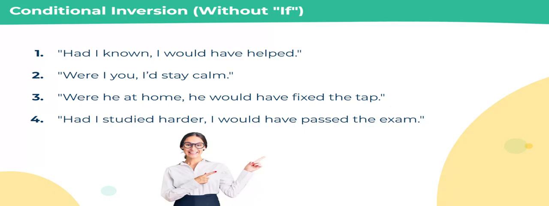Number 3, were he at home, he would have fixed the tap. The normal would be, if he were at home. With inversion, were he at home, he would have fixed the tap. Number 4, had I studied harder, I would have passed the exam. Normally, if I had studied harder. With inversion, had I studied harder, I would have passed the exam.